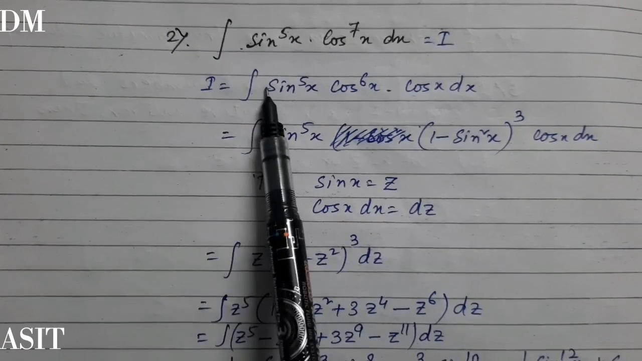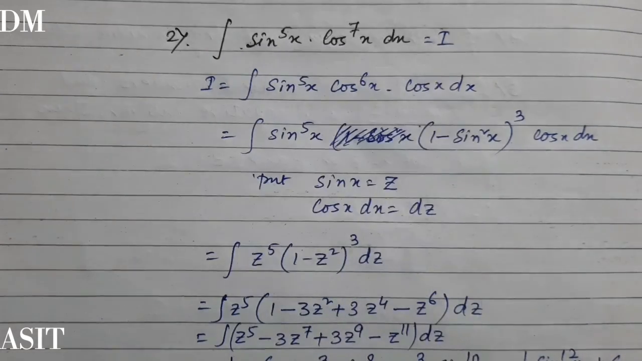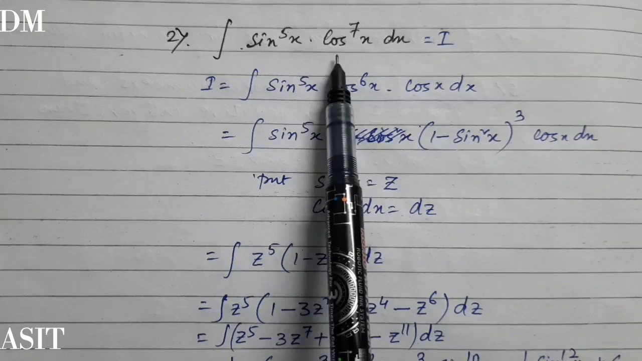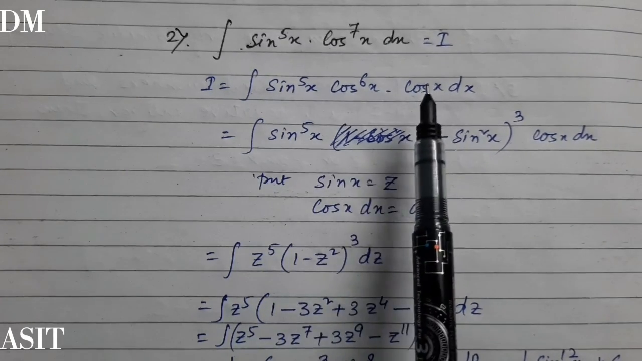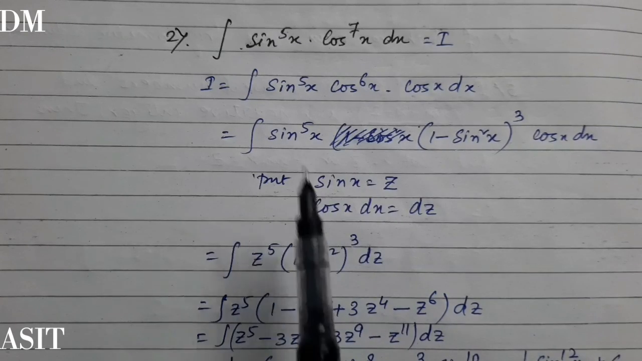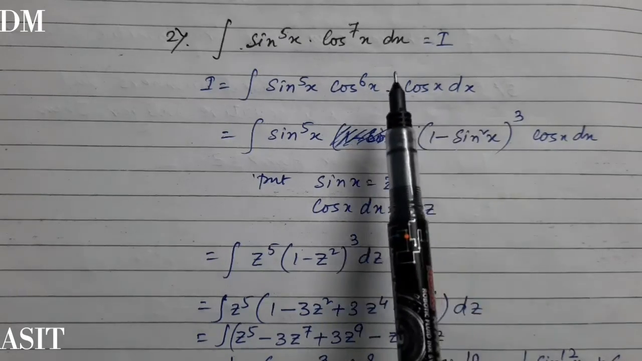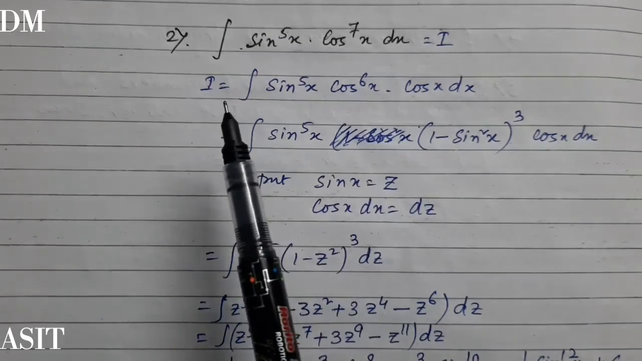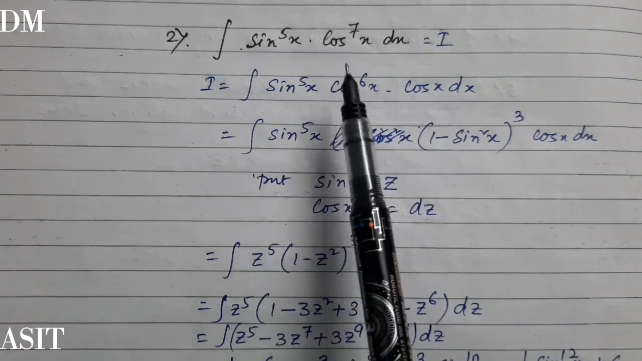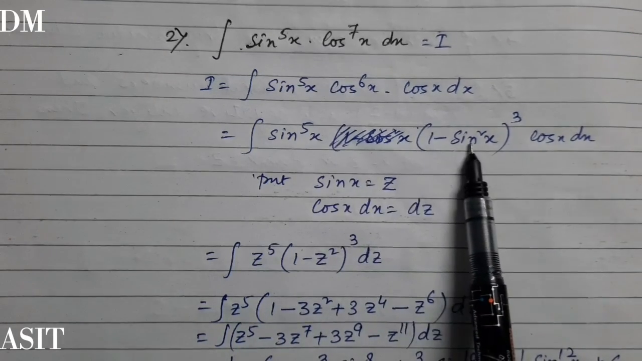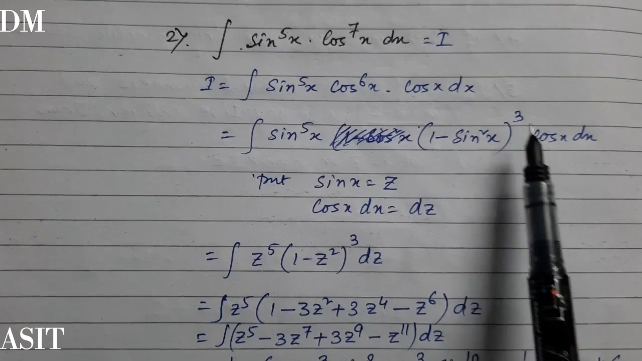Here we have this example: integration of sine to the power 5x into cos to the power 7x dx. Now we can write cos to the power 7x as cos to the power 6x into cos x. Here I am planning to take sine x as z, so I need to take a cos x out. So only one cos x will be there and everything will be in terms of sine. Now cos to the power 6x can be written as cos square whole cube. Now this cos square will be 1 minus sine square x whole cube. Now we can see everything is in terms of sine, only one cos.